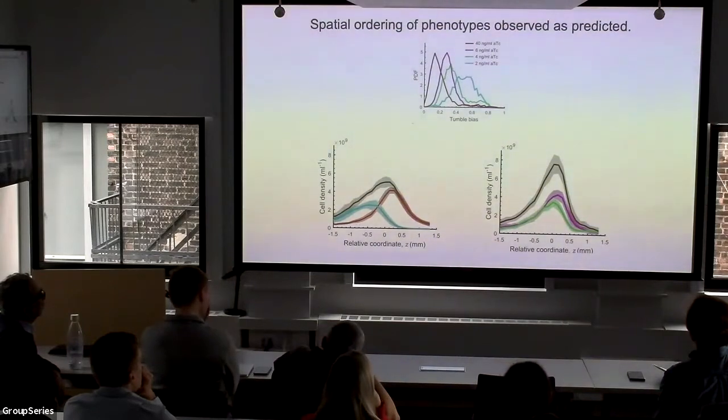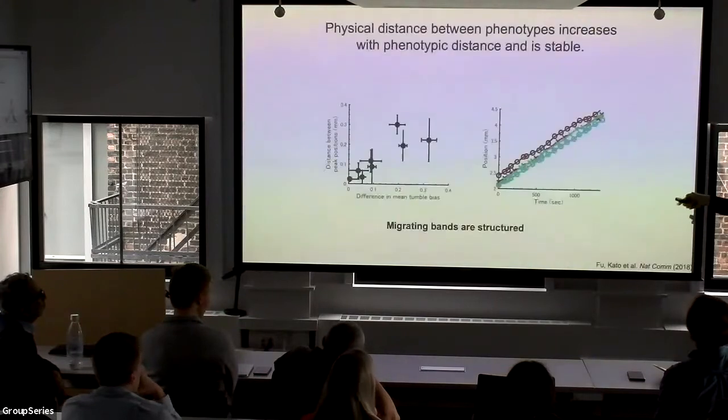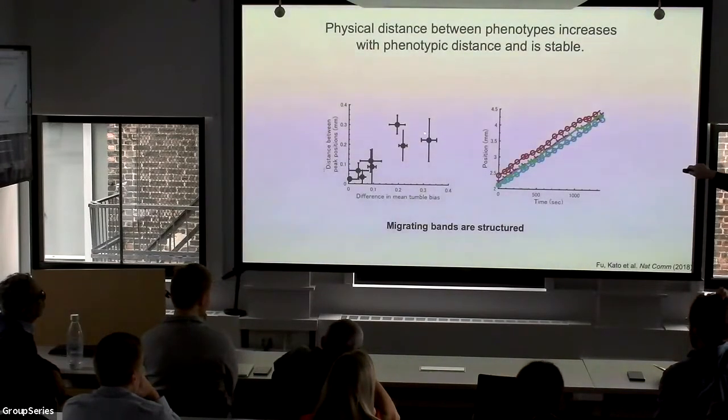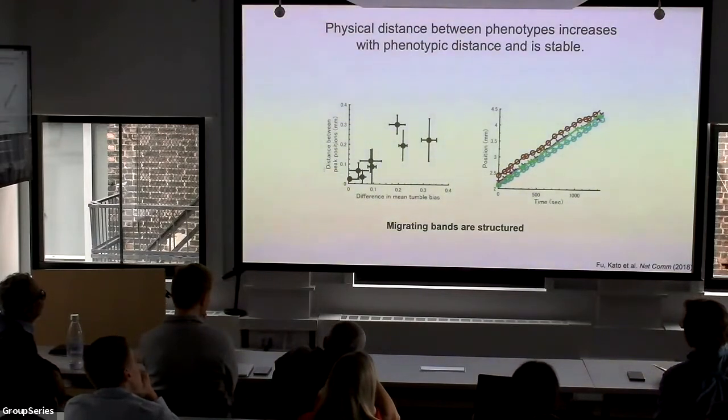So now you can take many, many different pairs like that to try to look at all of the possibilities. And you find that there's a monotonically increasing distance as a function of differences in mean tumble bias as you mix them. And you see that this organization is rather stable. So the migrating bands are basically structured. They're not well mixed.